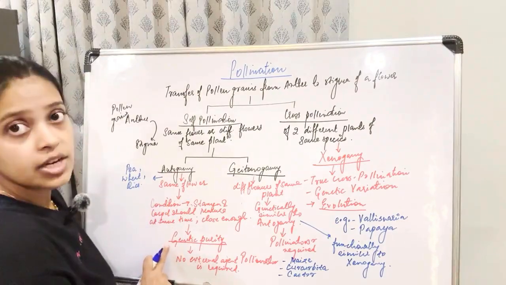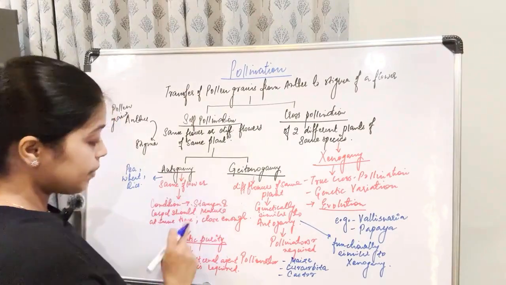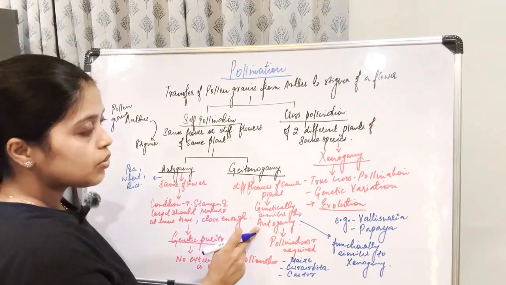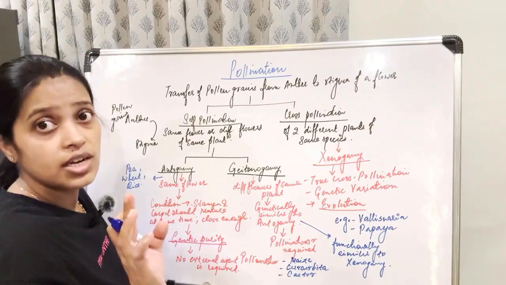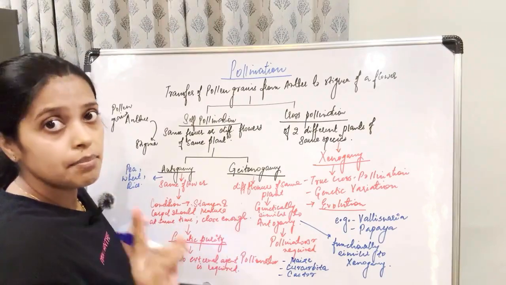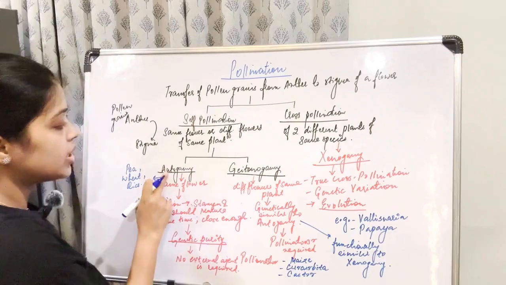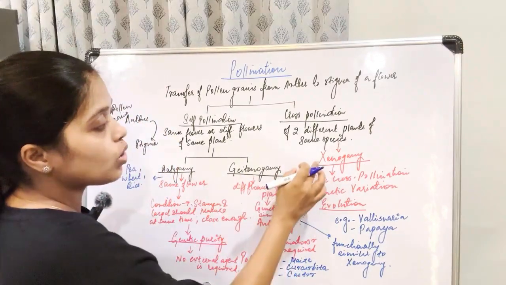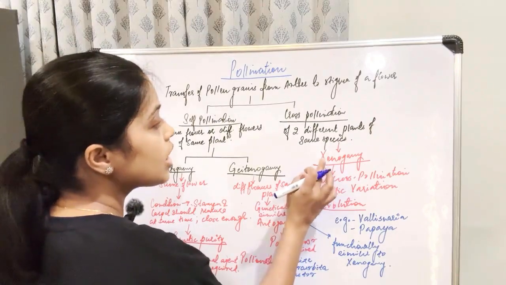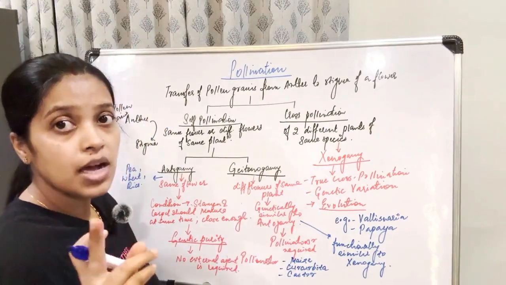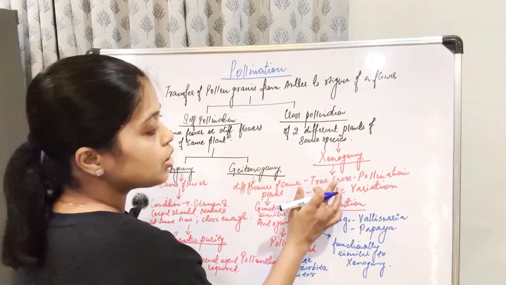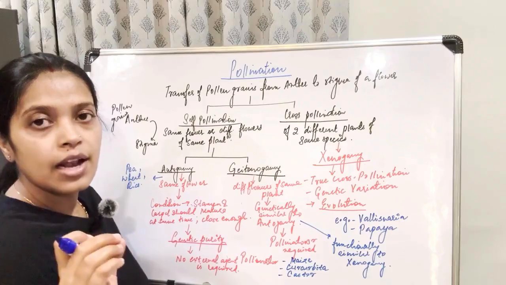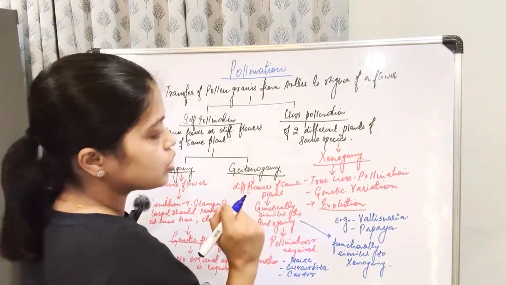Autogamy will lead to genetic purity. Geitonogamy, here it will not have a genetic variation, understand, because it is happening within the same plant. So again, Geitonogamy is genetically similar to autogamy, functionally similar to xenogamy. What is xenogamy? The pollination that is occurring between the two different plants of the same species. So it's a true cross pollination. It will create genetic variation and it will help in the process of evolution.